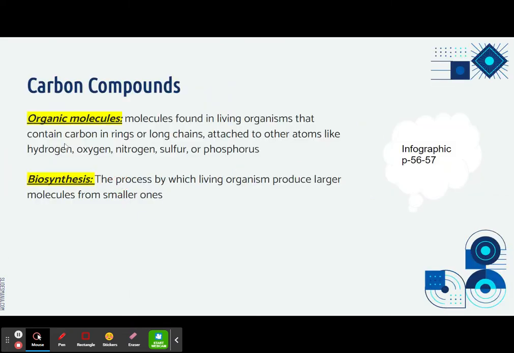Okay, so carbon compounds, they're organic. When we talk about organic molecules, we're talking about molecules found in living things that contain carbon rings or long chains attached to a whole bunch of other atoms like hydrogen, oxygen, nitrogen, sulfur. Oh, wow, we saw those, didn't we? Didn't we say commit some of those to memory? Yep, we mentioned those. So those are some things you need to keep in your mind.